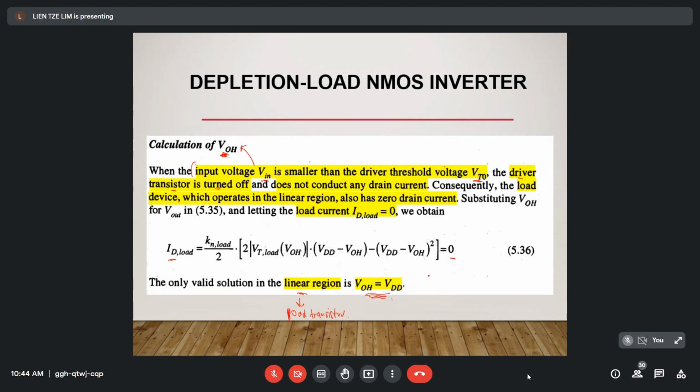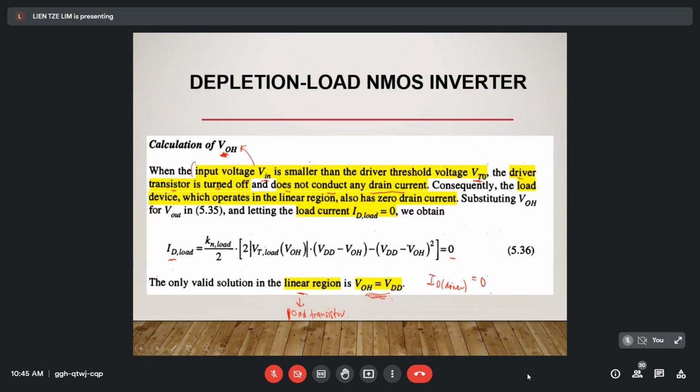And then the drain current for the driver is also 0, because here it mentions that it does not conduct any drain current.